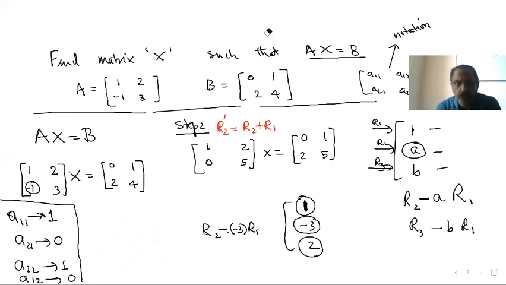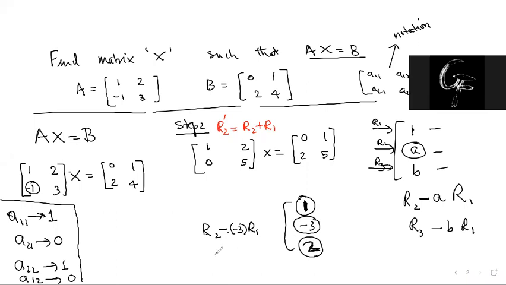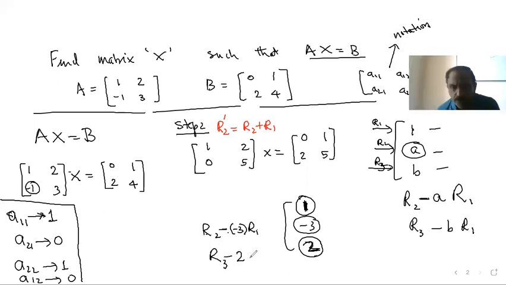So what will be the formula to make this 2 0? Tell me the formula, George. R3 minus 2 into R1. Is it clear?